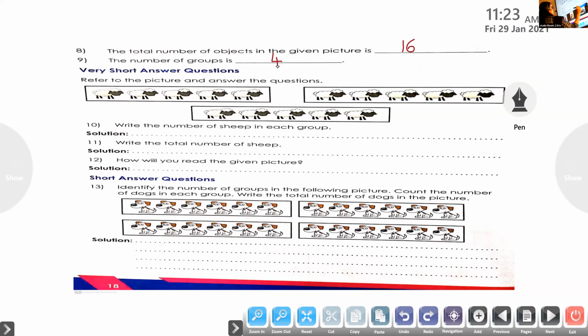Dev and Diol. Dev will tell me the first one. Write the number of sheep in each group. 5. Yes. The number of sheep in each group is 5. Now Diol. Write the total number of sheep. 15. Yes. Good. Okay. Mute dear.